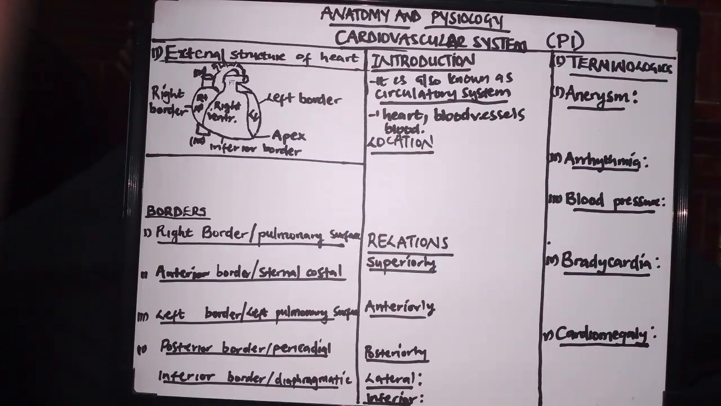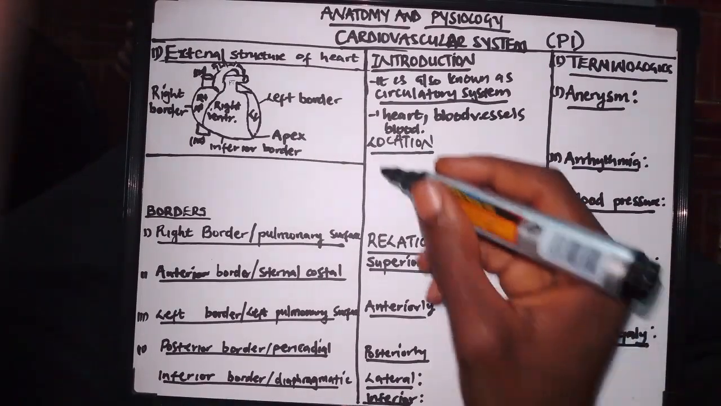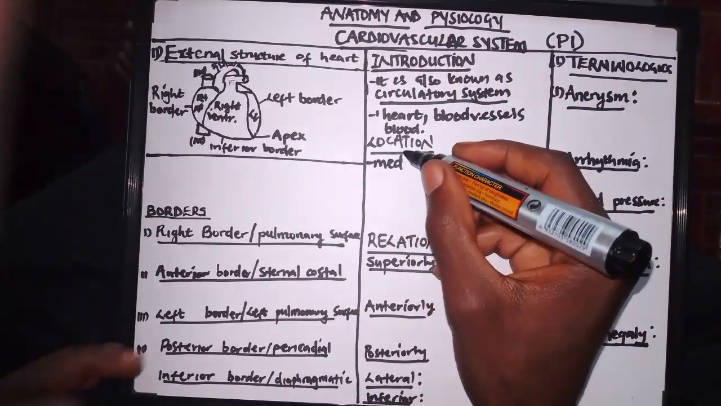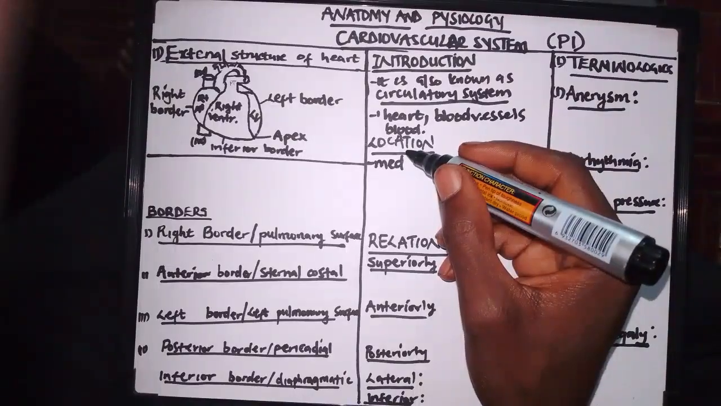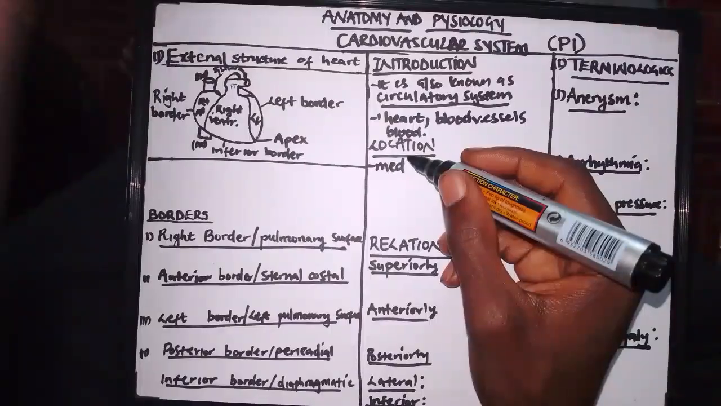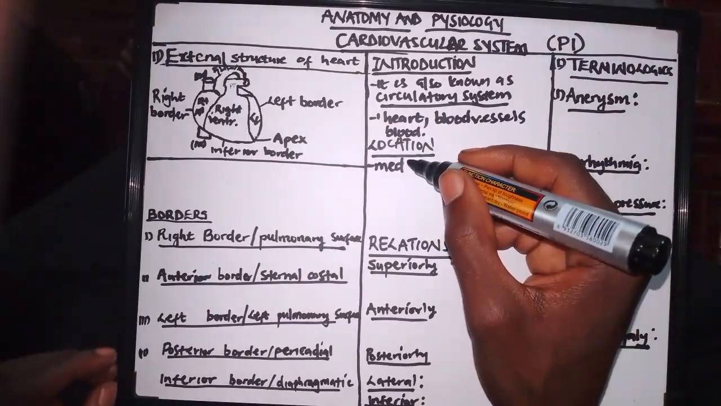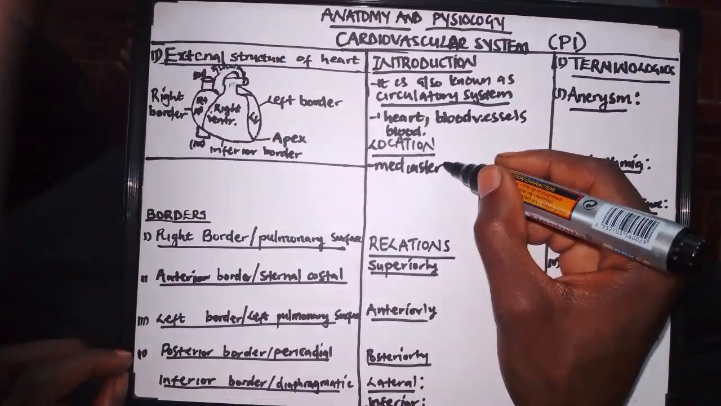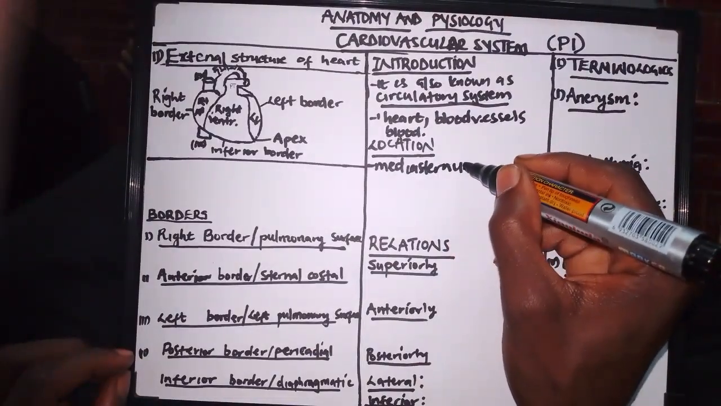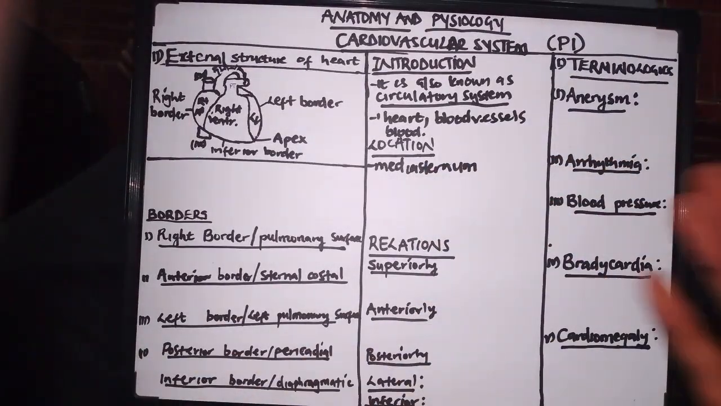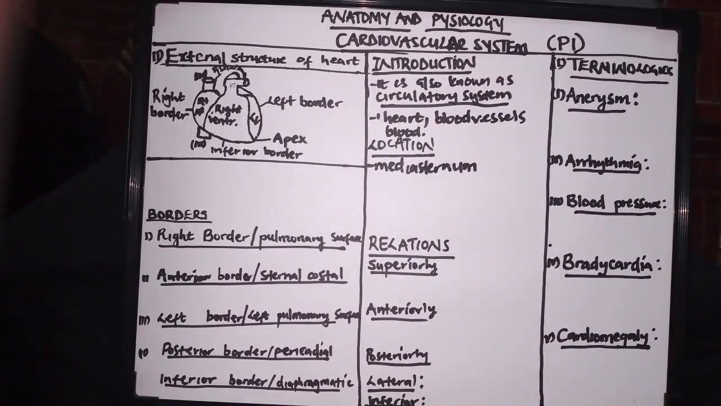The heart is located in the mediastinum. You have to remember this term. So the heart is located in the what? Mediastinum. That's the first thing you need to know about the location of the heart. It is located in the mediastinum.